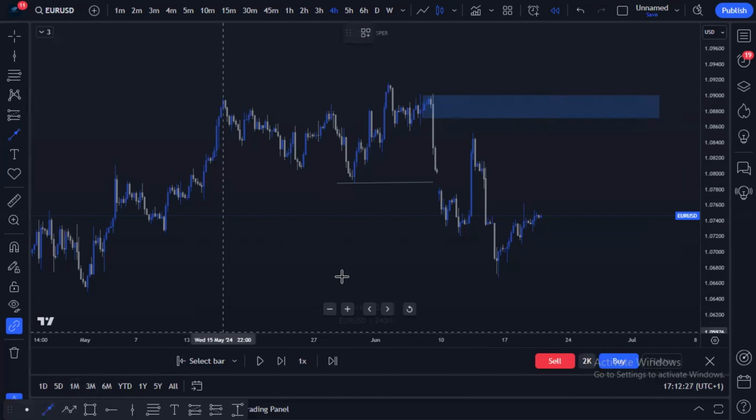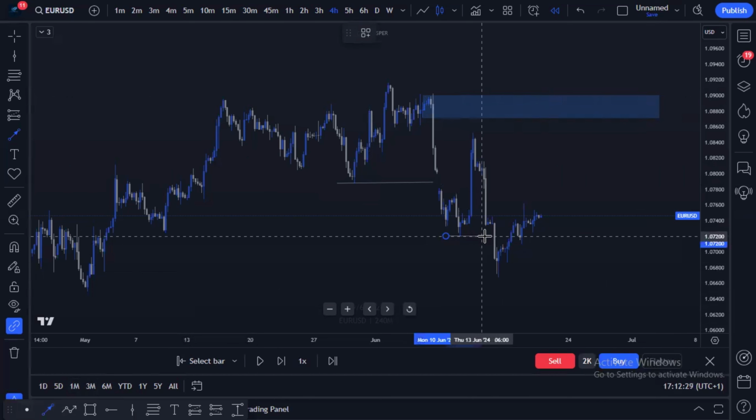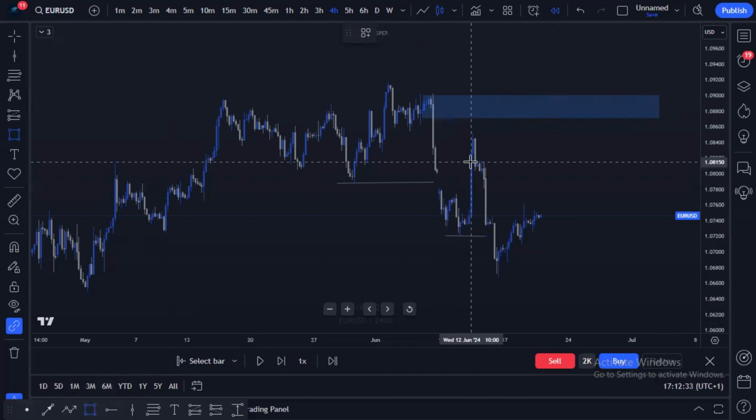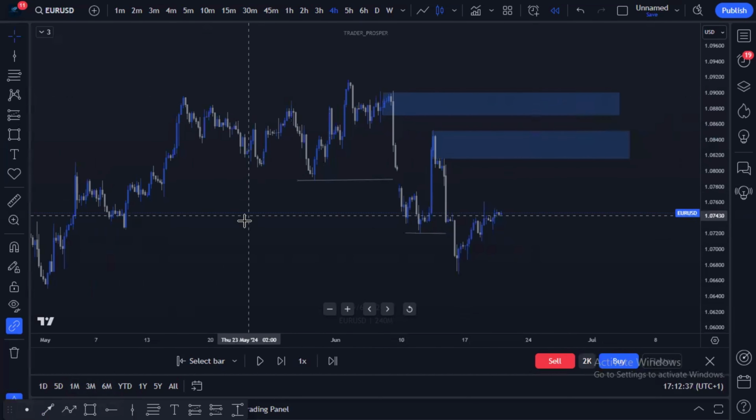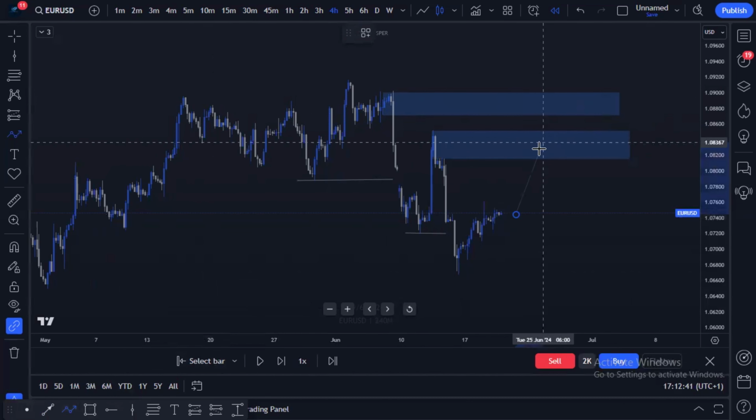Market gave a BOS here. Our supply zone is at this point. Now, we're expecting price to push back into this point here, and to stay back.